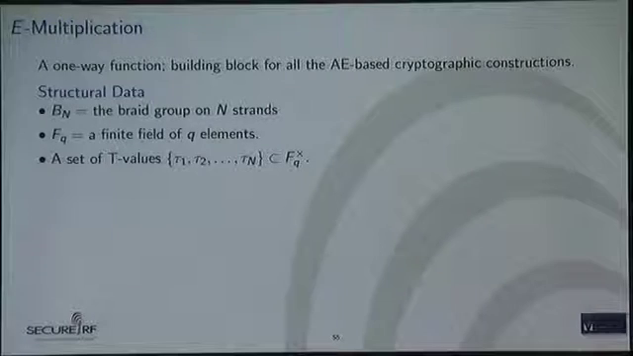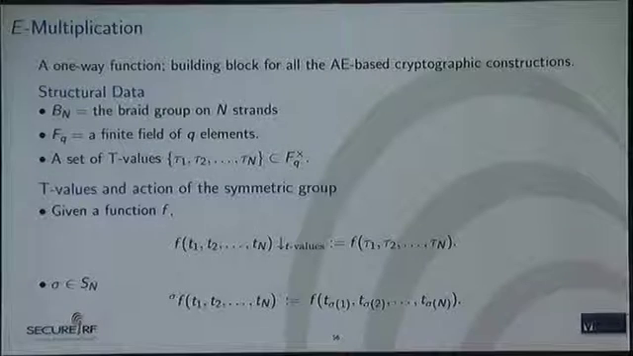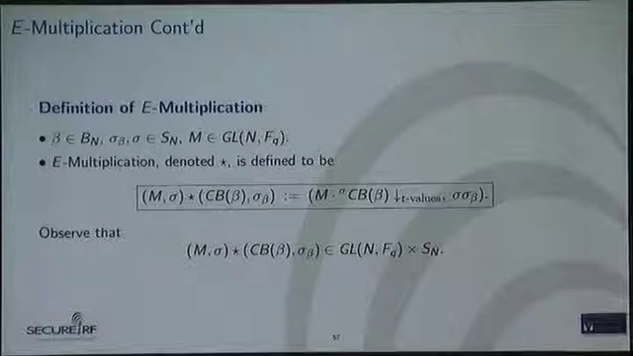And then we have a set of t-values. The t-values are just an array of numbers within that finite field, one per braid strand, and those equate into the t_i's that I showed you on the previous slide. What we do is we fill those in, and I'll show that in a bit. These t-values give an action on the symmetric group, the permutation group. So given a function with those t_i's, you can apply the t-values and you actually get numbers out instead. I'll get to that in a second as well.